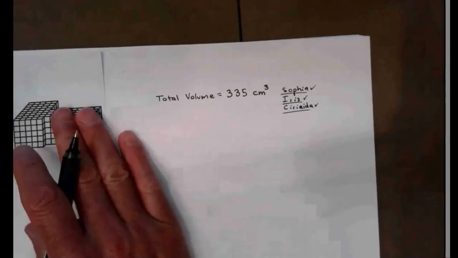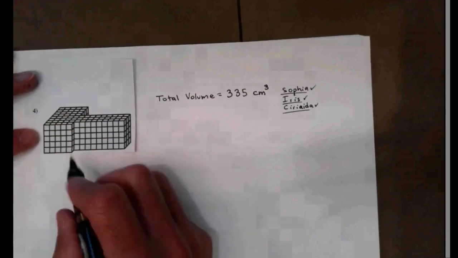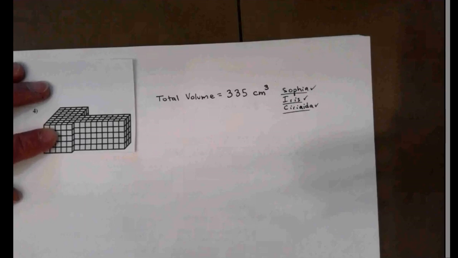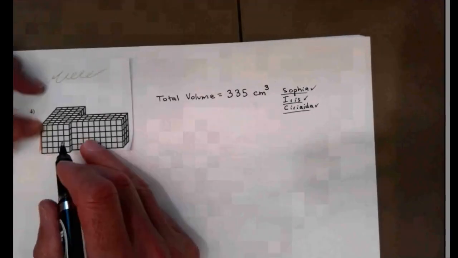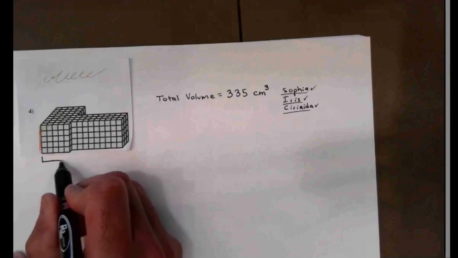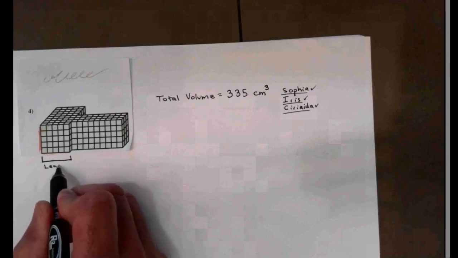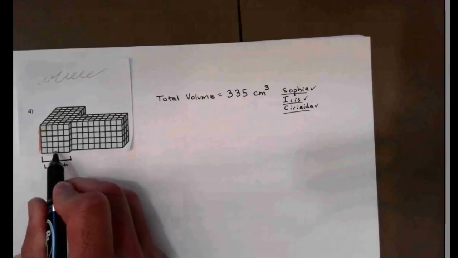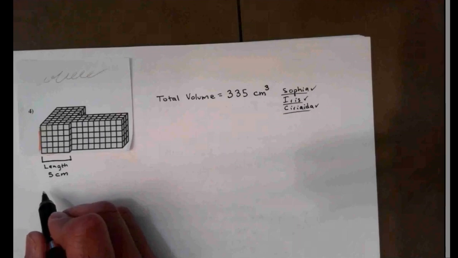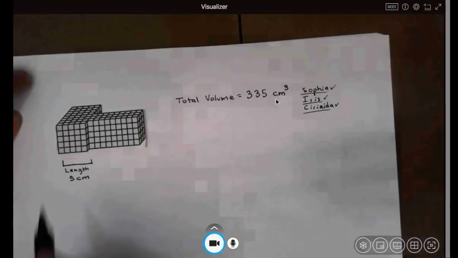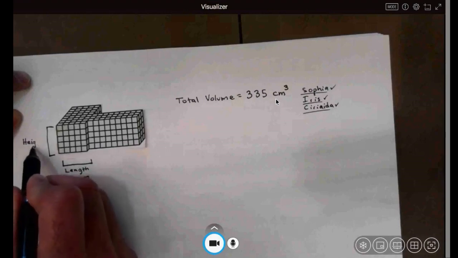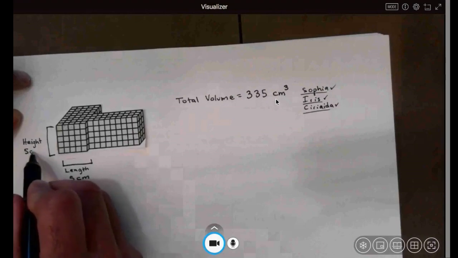So here we go. How did you do it, Araceli? How did you label those figures? Go ahead. First, I colored one side. So what are the measurements for that figure? The length is 5 centimeters. So the length. And you said it's how much? 5 centimeters. What's the next measurement, Araceli? The height is 5 centimeters. Okay, I'm going to call that the height. All right, and that's 5 centimeters.